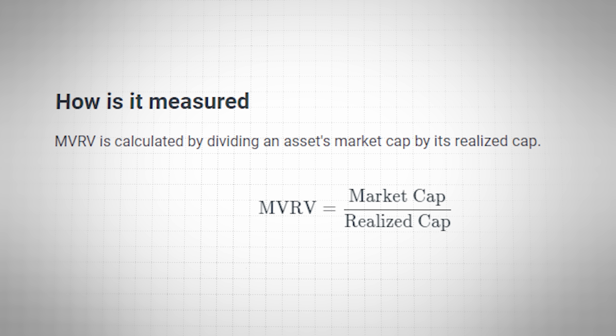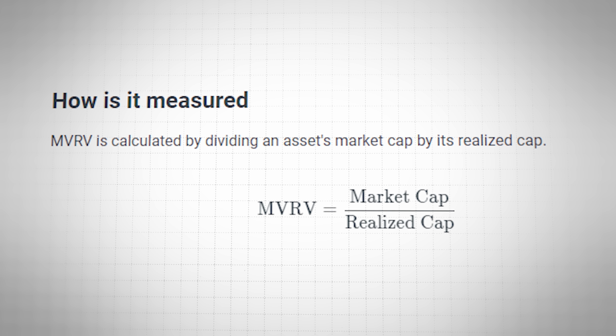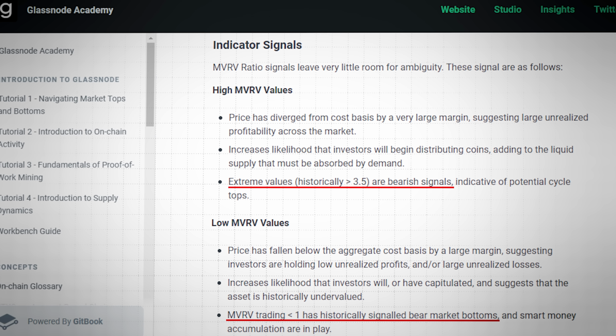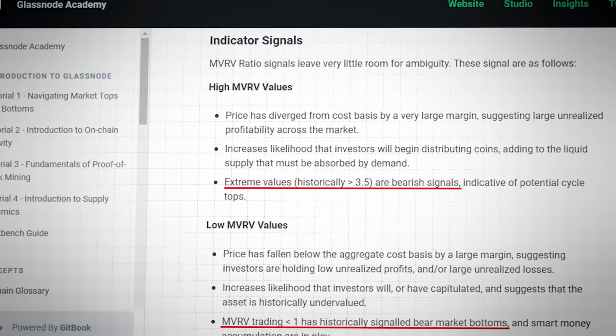We figure this out by dividing the total market value, which is what people are willing to pay right now, by the realized value, which is more like the historical price tag of all coins in circulation. So, it's a measure of how much more expensive Bitcoin is relative to when it was first potentially bought. Now, this ratio is super useful. It's like a reality check that shows us if a cryptocurrency is potentially overhyped or maybe flying under the radar.